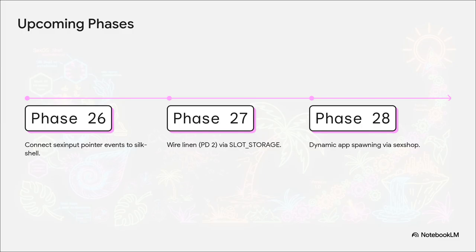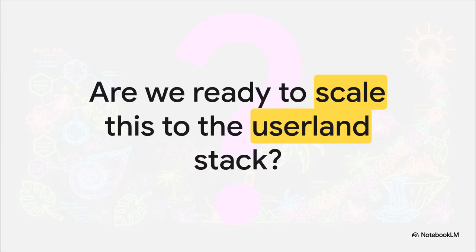After that, Phase 27, we're wiring Liner, our file manager, in PD2 via slot storage. And then the really fun stuff in Phase 28: dynamic app spawning. We'll use the app launcher via SecShop, eating up PDX slots 7 through 15 sequentially to spawn real ELF binaries right onto the desktop.